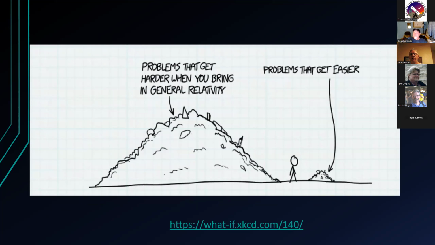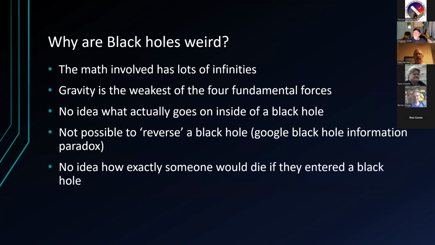So general relativity being what it is, there are a lot of things that get a lot harder when you bring it in, but some things do get easier. Black holes are not one of those things that get easier. Black holes are weird. When you talk to a layperson, they're just like, hey, black holes, they destroy everything. Nothing can escape them. But the reason that these are weird from an astronomical and science perspective is that the equations that describe them involve infinities all over the place.